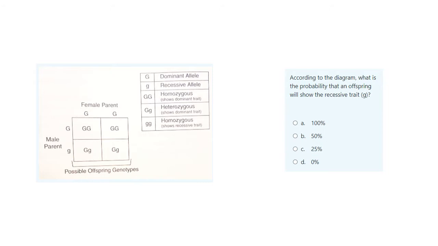According to the diagram, what is the probability that an offspring will show the recessive trait? Now, if you are homozygotic dominant, then you show the dominant trait. If you are heterozygotic, because you have 1 dominant, strong allele and 1 recessive, weak allele, the dominant trait will still be shown. The only way to show the recessive trait is if you have 2 recessive alleles.